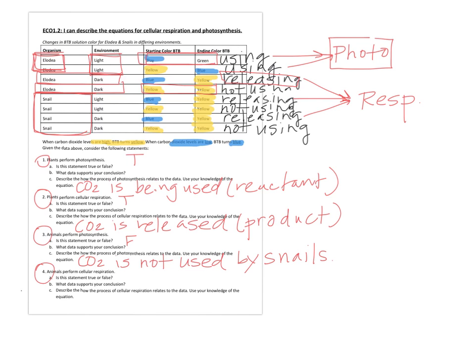Number 4, animals perform cellular respiration. Again, let's look at our 4 snail examples. In 2 of them, it goes from blue to yellow, showing that CO2 is released. That is definitely respiration. And even the ones that started yellow stayed yellow, meaning that the carbon dioxide is not being used. So there's the evidence, the color change for the snails. And then how does that process of respiration relate? CO2 is released. Again, that means it's a product in the equation.